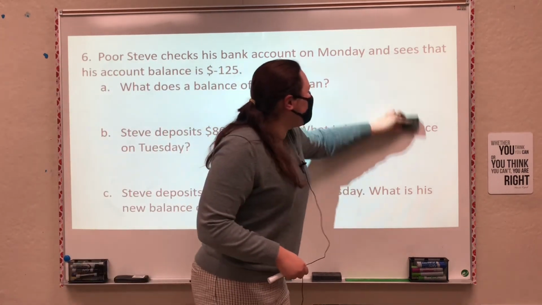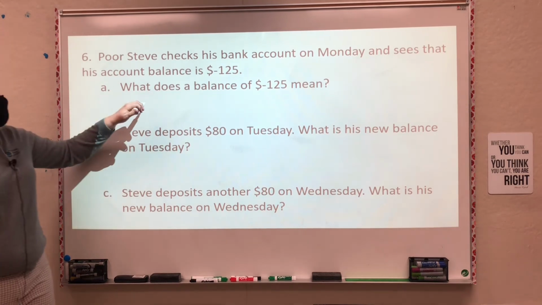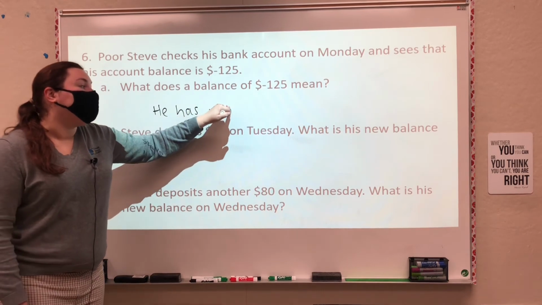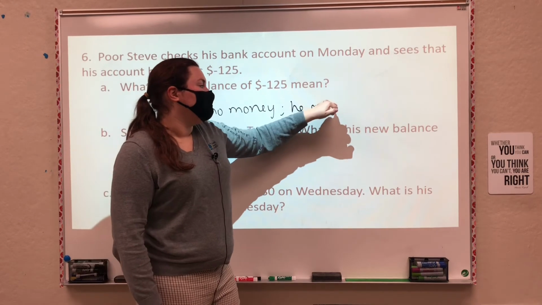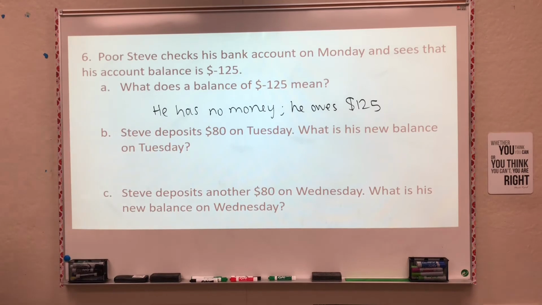We've got poor Steve. It says poor Steve checks his bank account on Monday and sees that his account balance is negative $125. What does a balance of negative $125 mean? Doesn't have it in the bank. Yeah. If Carlos had negative $125 and wanted to buy that honey bun, he can't do it. It means he's got no money. You could say he owes $125, however you think of it, but it's money he doesn't have.